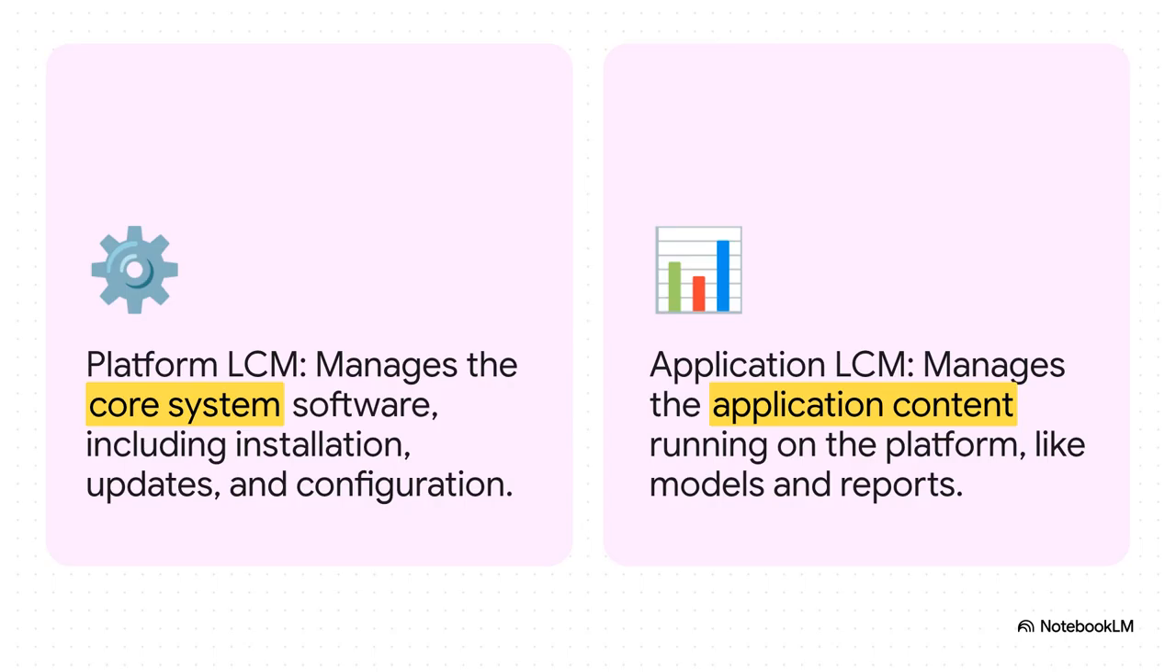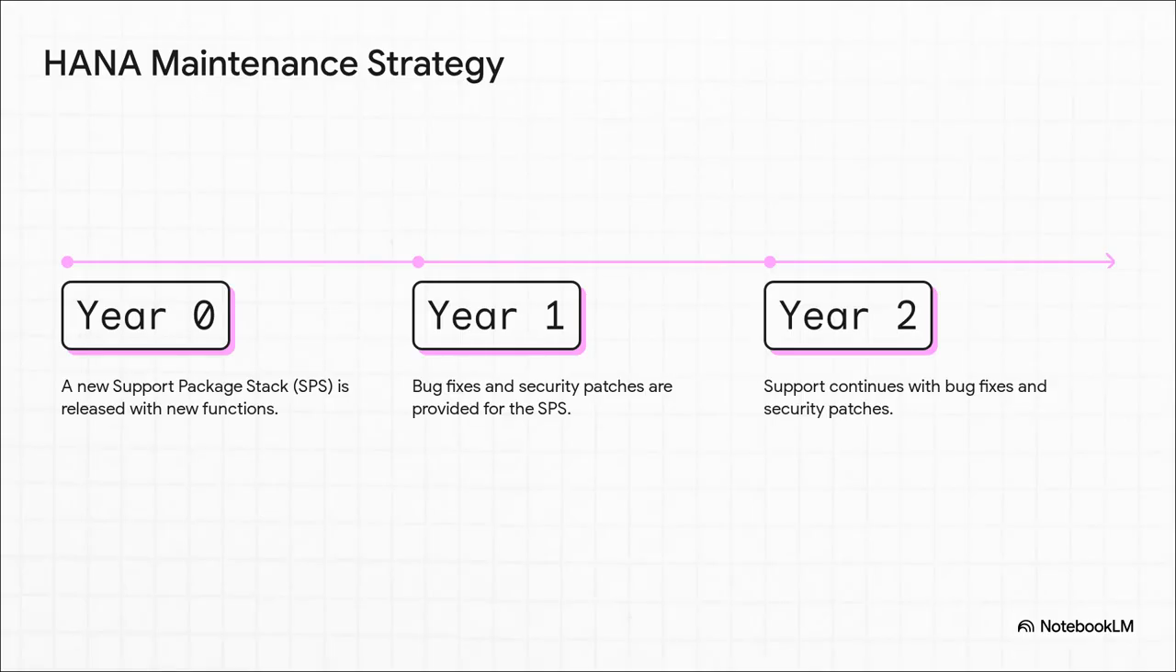Then there's application LCM. This focuses on managing the stuff running on the platform. You know, your data models, reports, and all that content. SAP actually makes this whole process pretty predictable. They release a new major version called a Support Package Stack, or SPS, once a year. And get this, once you're on a specific SPS, they'll support it with bug fixes and security patches for 2 full years. This creates a really stable and manageable schedule for planning your updates.